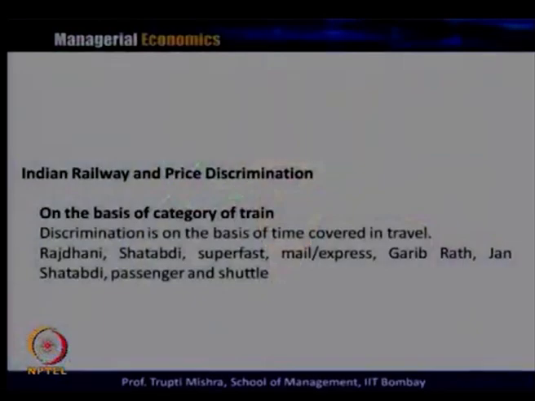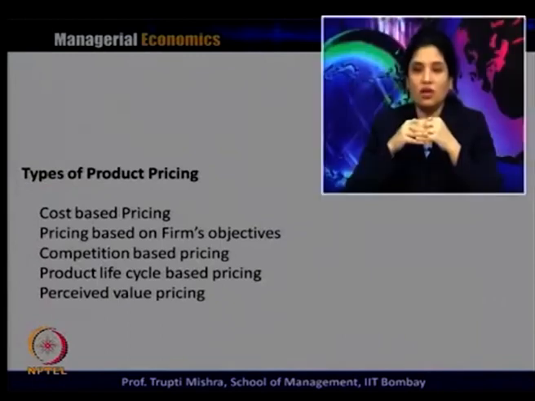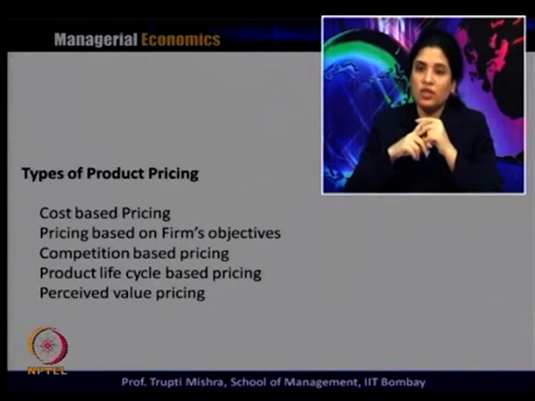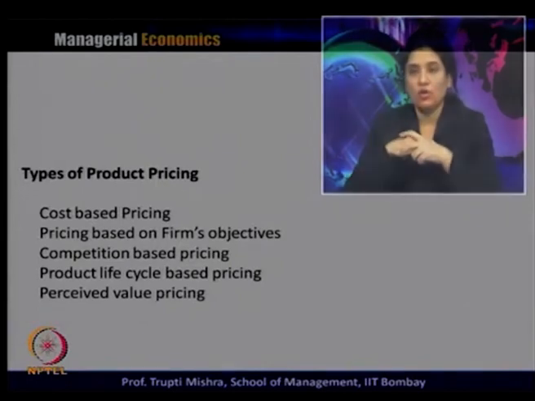practices price discrimination. Then we will talk about five types of product pricing. So, we will start with cost based pricing, where the basis of pricing is cost. Then we will talk about the pricing based on firm's objective. Then we will talk about competition based pricing. Then we talk about product life cycle based pricing. And finally, we will talk about perceived value pricing.